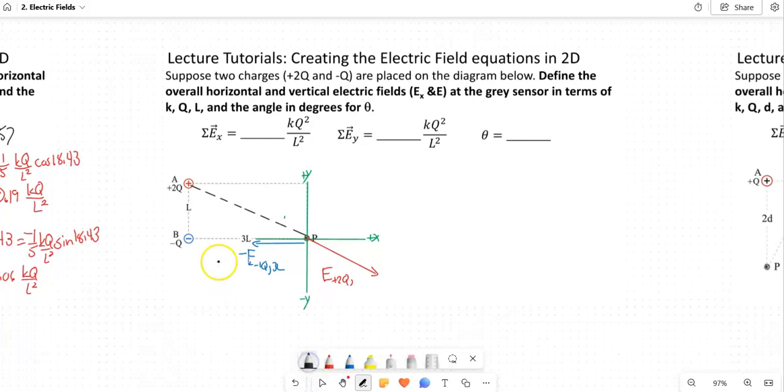All right. So we found out that this distance is going to be L square root of 10. Again, C is going to be equal to L squared plus 3L squared, square rooted, which got us L square root of 10. And we're going to be using this as our theta, which is 18.43.